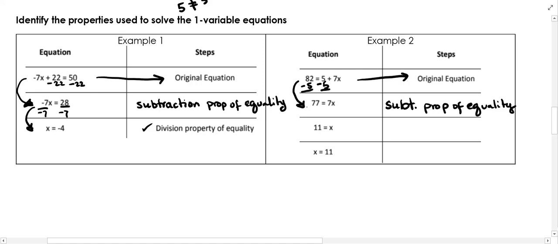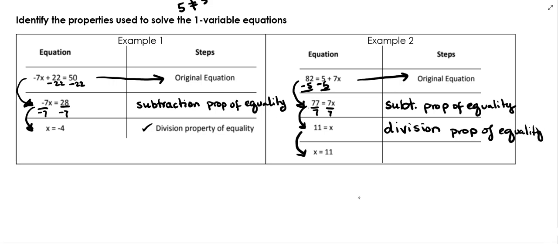All right, so what happened to go from here to here? It looks like they divided both sides by 7. So we got to x equals 11 by the division property of equality. All right, then to go from 11 equals x to x equals 11, I forgot to mention this property up there, but this is the symmetric property of equality.